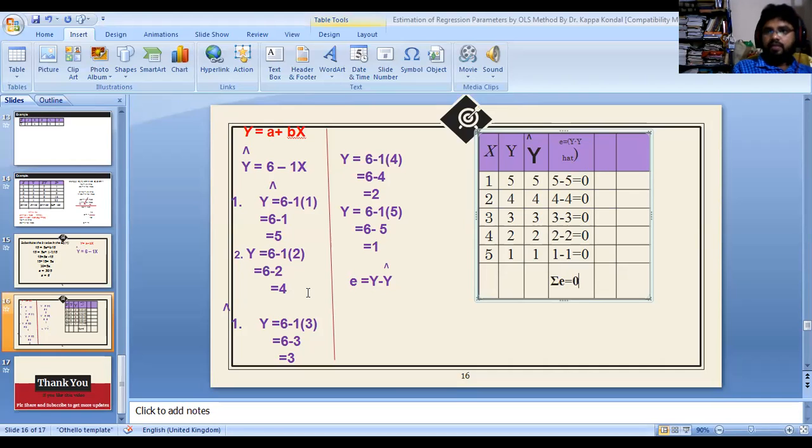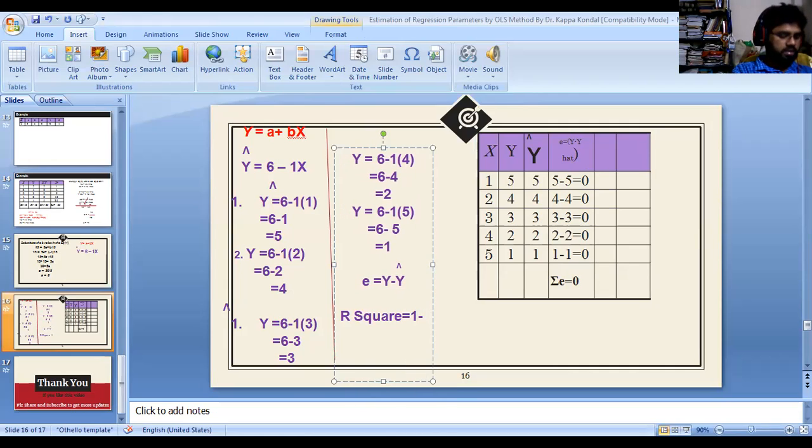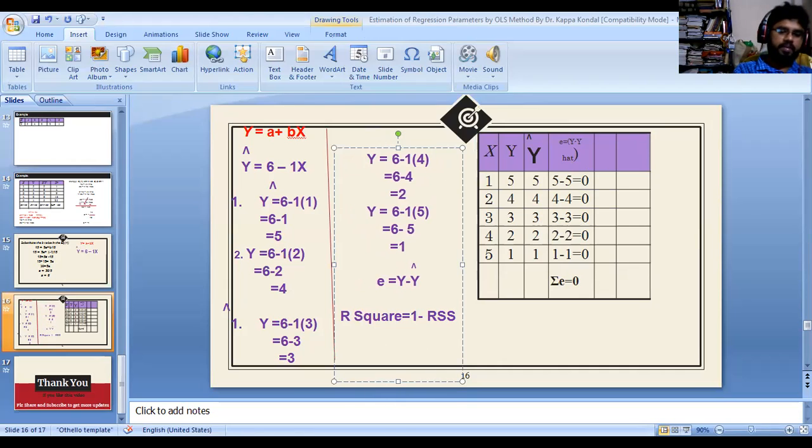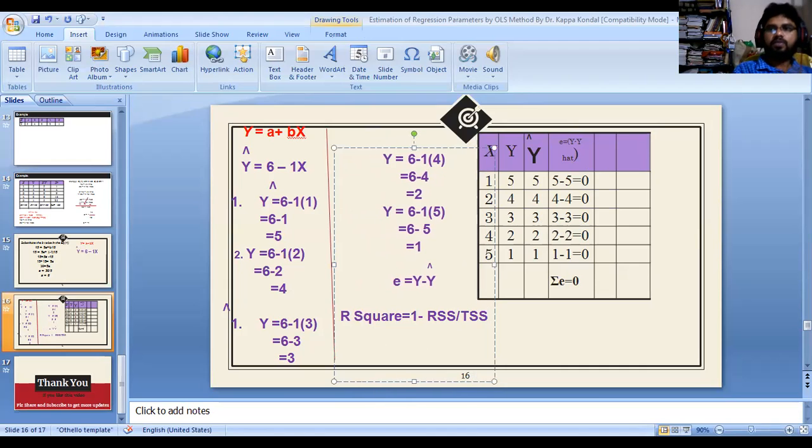Okay, next we need to get the value of r square. The r square formula is 1 minus RSS divided by TSS. What is TSS here? R square is nothing but the coefficient of determination. The value lies between 0 to 1. If r square is equal to 1, it means 100% of the variation in the dependent variable is explained by the independent variable. If r square is equal to 0.6, it means 60% of the variation in the dependent variable is explained by independent variables.